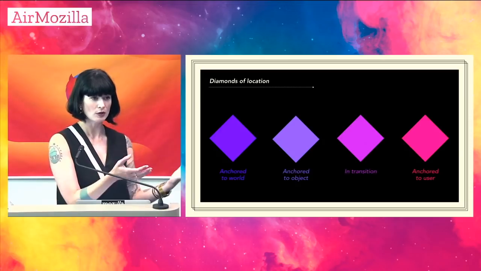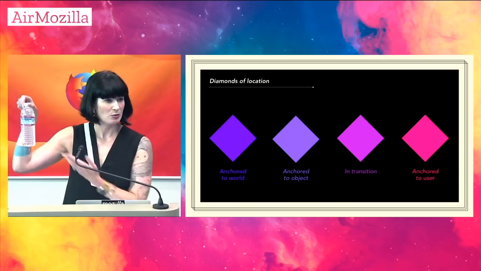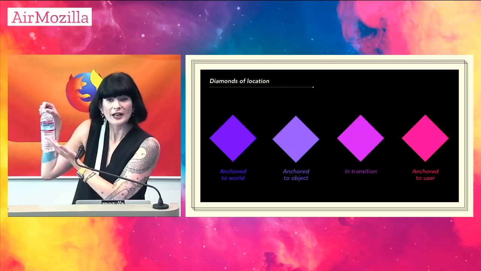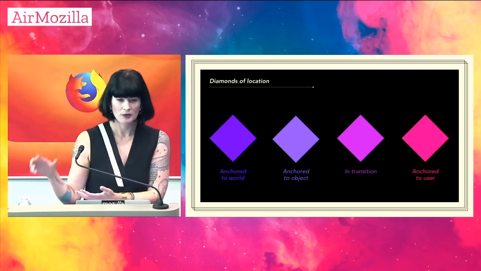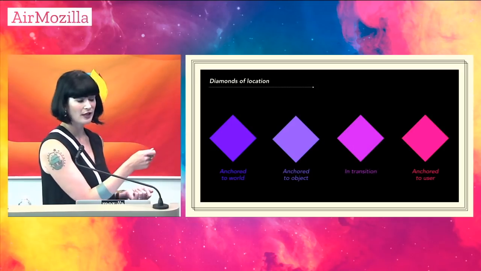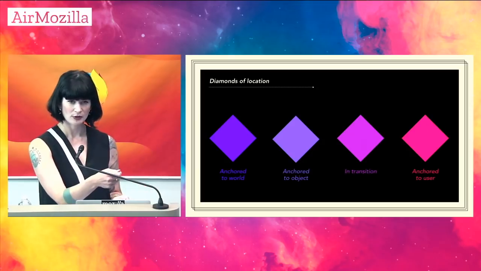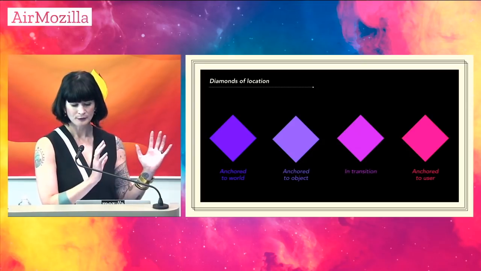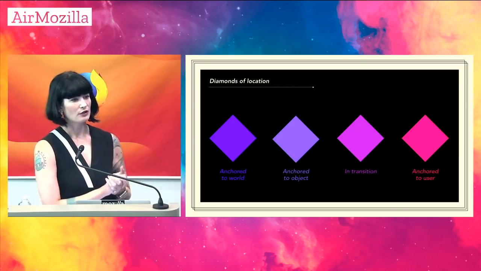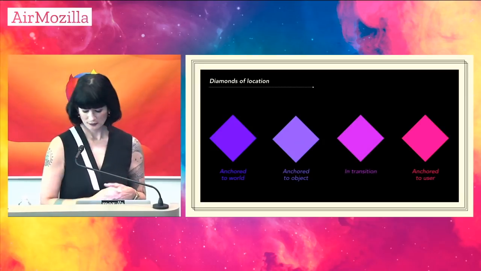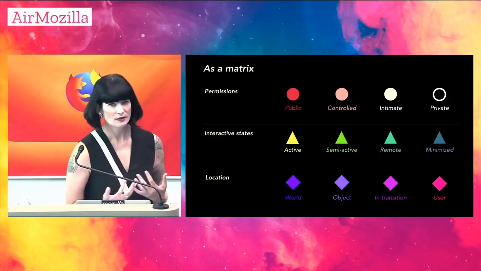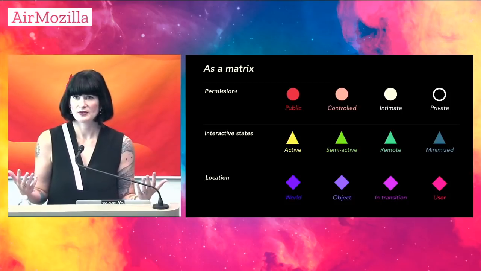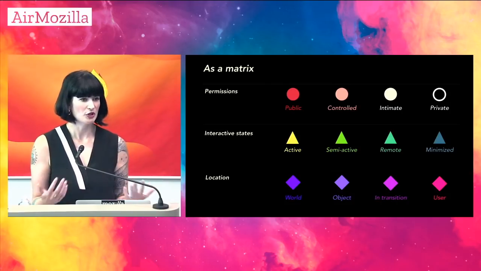So they can be anchored to the world. They could be anchored to an object. There could be a GIF attached to this Crystal Geyser bottle, for example. They can be in transition, so you're interacting with an object by moving it, but you are not interacting with it fully. And then stuff that's just anchored to you that you pull up anytime you want. So as a matrix, these are the different apps, states, permission levels, and spatial positions.